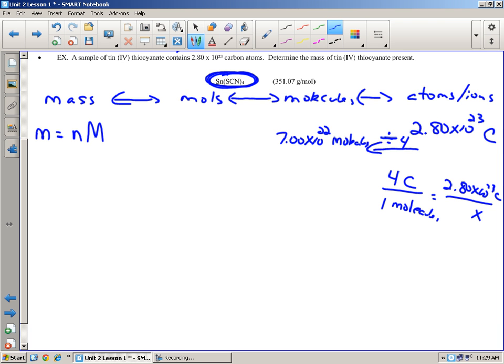I had that many, so 7 times 10 to the 22 molecules. I can now convert that to moles. I know that 1 mole is 6.02 times 10 to the 23 molecules. If I had 7 times 10 to the 22 molecules, how many moles would that be equal to, I wonder? 7.00 times 10 to the 22. So once again, you're dividing those numbers.